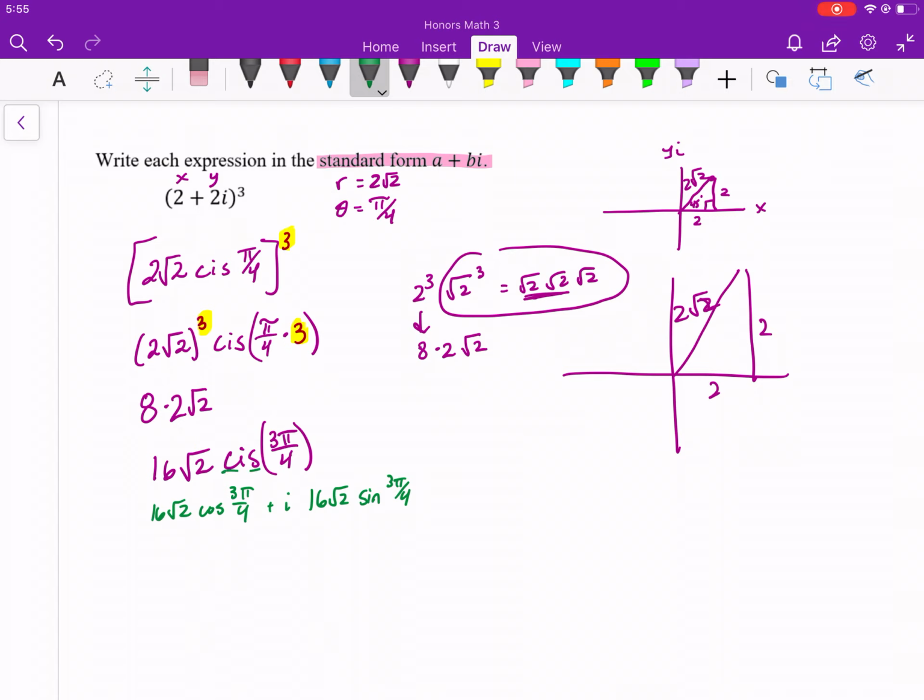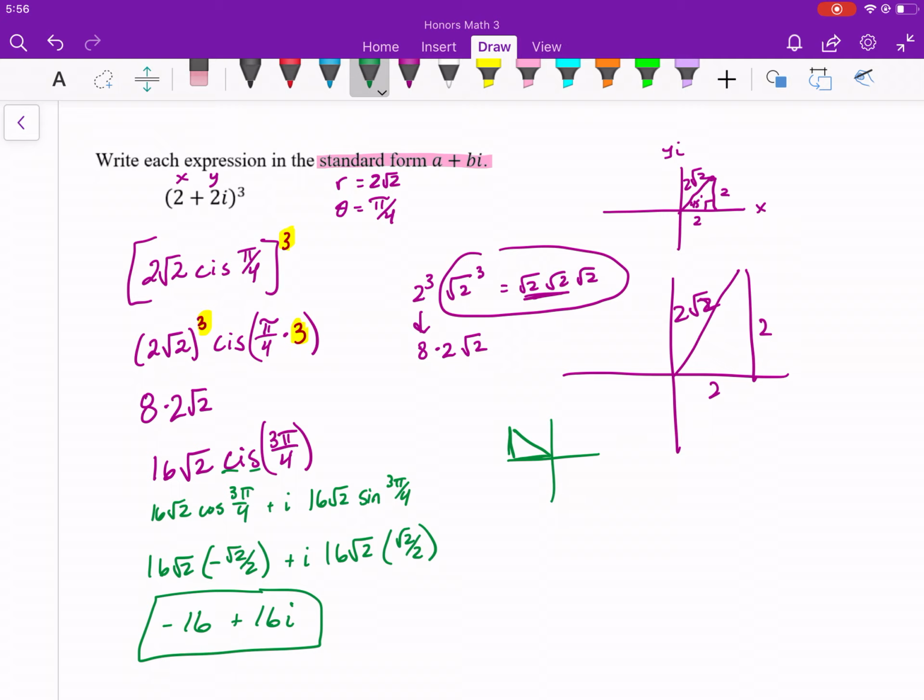If I were you, I'd start doing it in my head if I can. And just remember which one's cosine, which one's sine. You just need to remember we're in 3 pi fourths right here. And so we'll take 16 root 2 and multiply it by our negative square root of 2 over 2, since we're talking about the x value. And then the y value at 3 pi fourths is positive square root of 2 over 2, which if you simplify those will give you negative 16 plus a positive 16i. And that's your final answer.